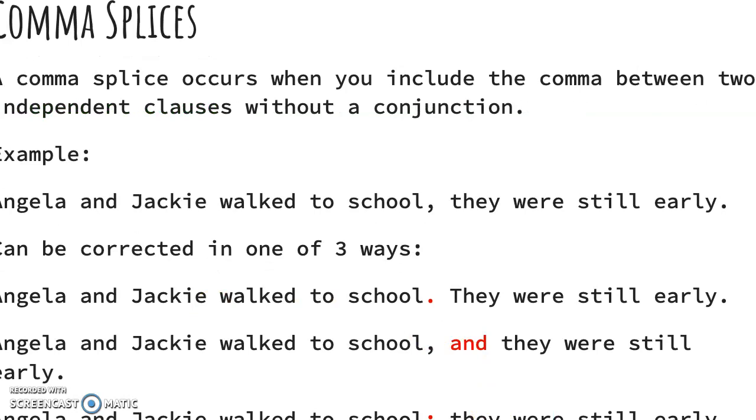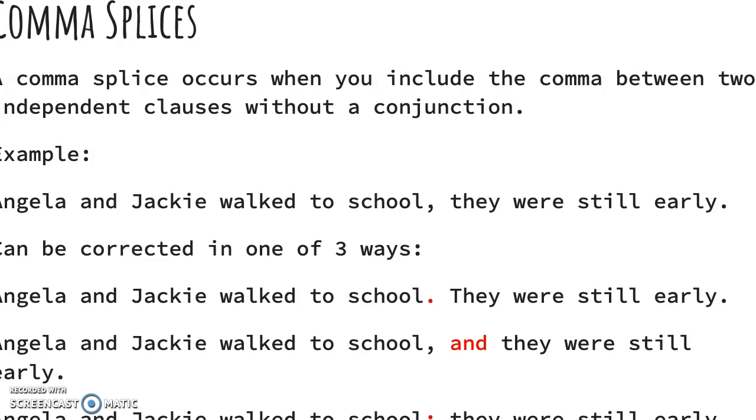Now, comma splices are a little bit different. A comma splice is when we're trying to make a compound sentence, but instead of including a comma and a fanboys conjunction, we leave out the fanboys conjunction and just use the comma alone, which is not enough to hold the sentence together correctly. So a comma splice occurs when you put just a comma between two independent clauses and leave out the conjunction. For example, Angela and Jackie walked to school.